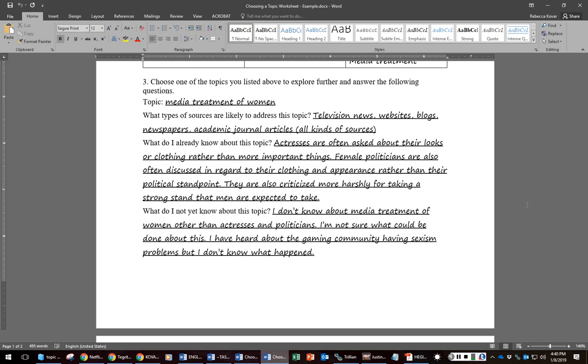Another thing she wants to consider are what kinds of sources will address this topic. So what kinds of sources can she find? In this case, you're likely to find television news that reports on this, websites, blogs, newspapers, and probably academic journal articles. There's probably quite a few studies on depiction of women in the media, maybe some specific aspects of that you could look at. Now, you want to make sure you can find the right kind of sources on your topic. So if your topic is too local, then you might not be finding more broad sources like, for example, academic sources.